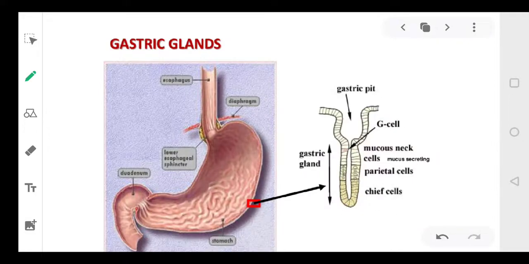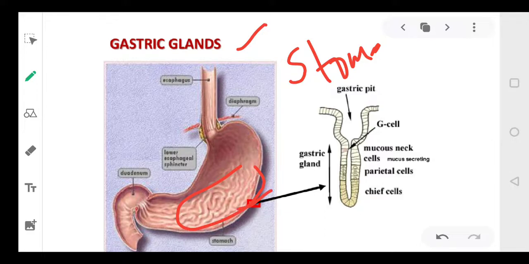Next is your gastric glands. The gastric glands are present in the stomach. You see there are various folds we have shown. In these folds there are various types of cells that help in producing the gastric juices. You can see the location of different types of cells. We'll discuss each cell and what its function is.